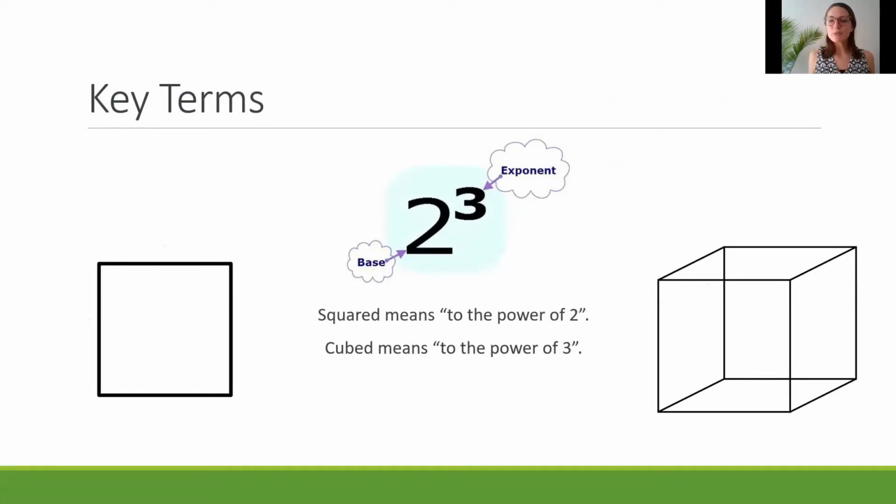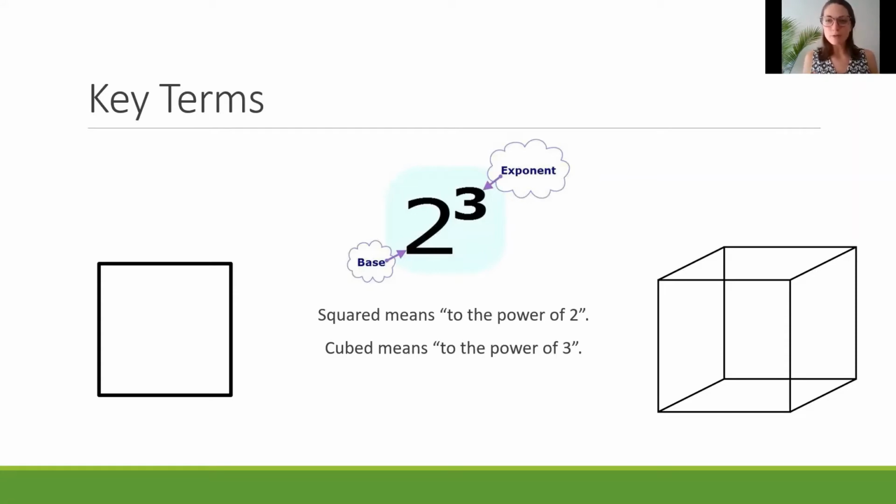So let's start with a few key terms. First of all, you'll see on the screen a larger number 2 and a smaller number 3. Well, the larger number 2 is called our base, and the smaller number 3 is called the exponent. And together, they are often referred to as powers. So for example, here I could say 2 to the power of 3. So you always say the base to the power of the exponent.